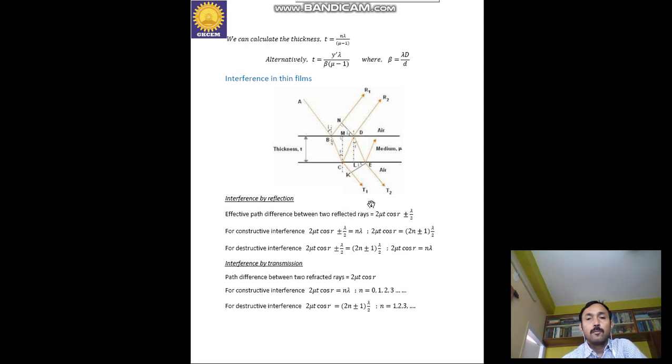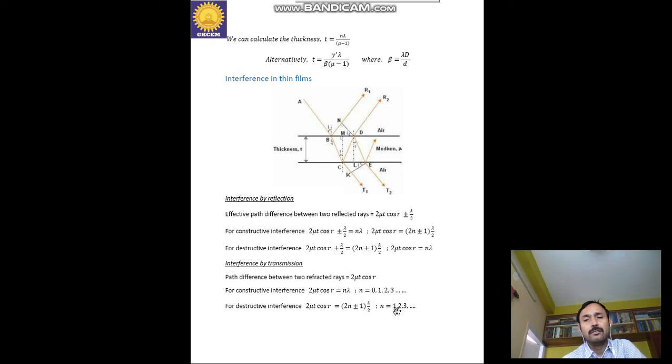But for the method of transmission, these two lights T1 and T2 are coming from the same medium, so there is no introduction of the extra path difference lambda by 2. Again we can calculate this path difference as 2 mu t cos r. For constructive interference, 2 mu t cos r is equal to n lambda. And for destructive interference, 2 mu t cos r is equal to (2n plus or minus 1) lambda by 2.